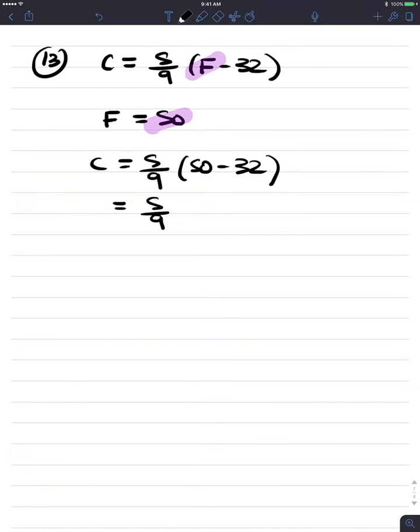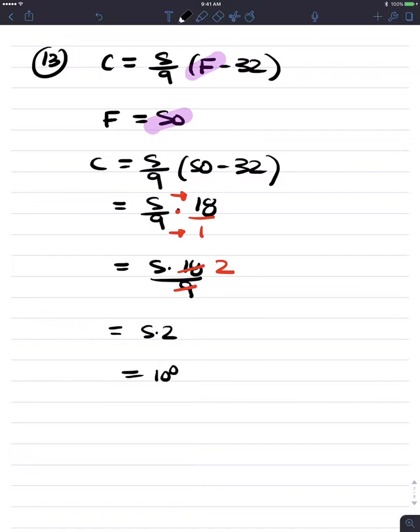Order of operation says, do what's inside my parentheses first, and 50 minus 32 is 18. I know how to multiply a fraction times a whole number. The 9 is multiplied to the 18 as a numerator, because this 18 can be written as a fraction as 18 over 1. So if you multiply straight across, as you're supposed to do with fractions, the 5 gets multiplied to the 18. You may notice that 18 is divisible by 9 twice, so that I get 5 times 2, or 10 degrees. That is, our Celsius measures 10 degrees.